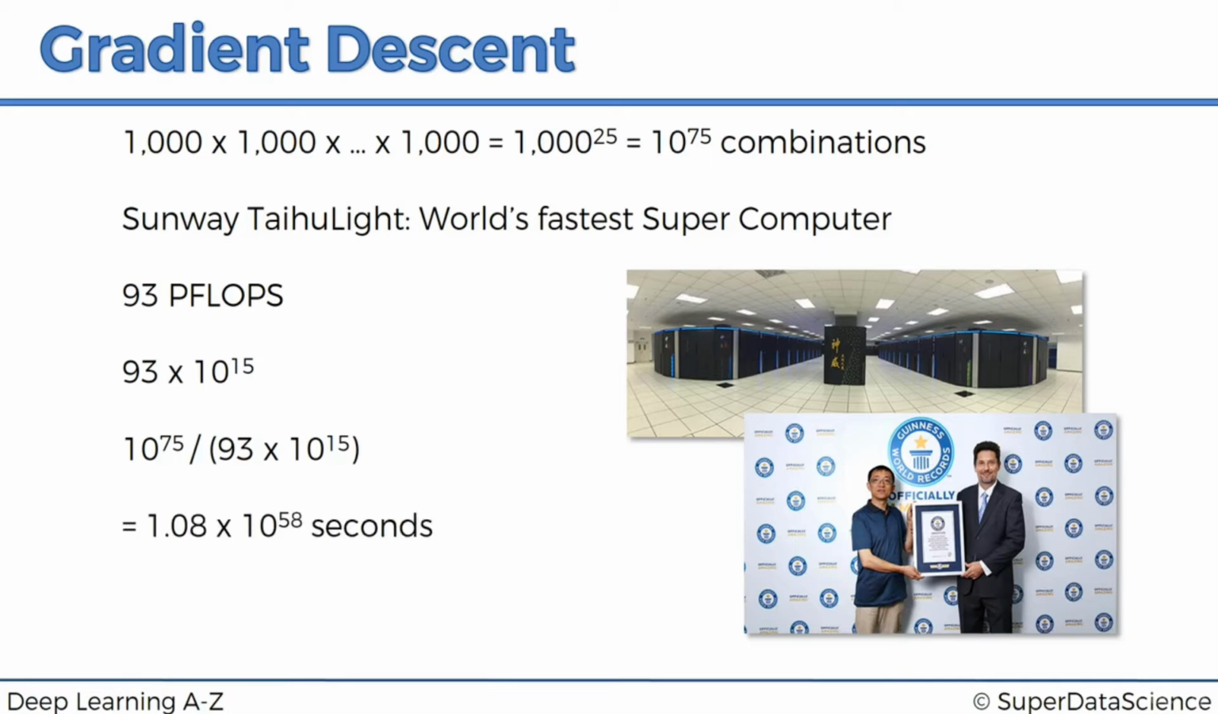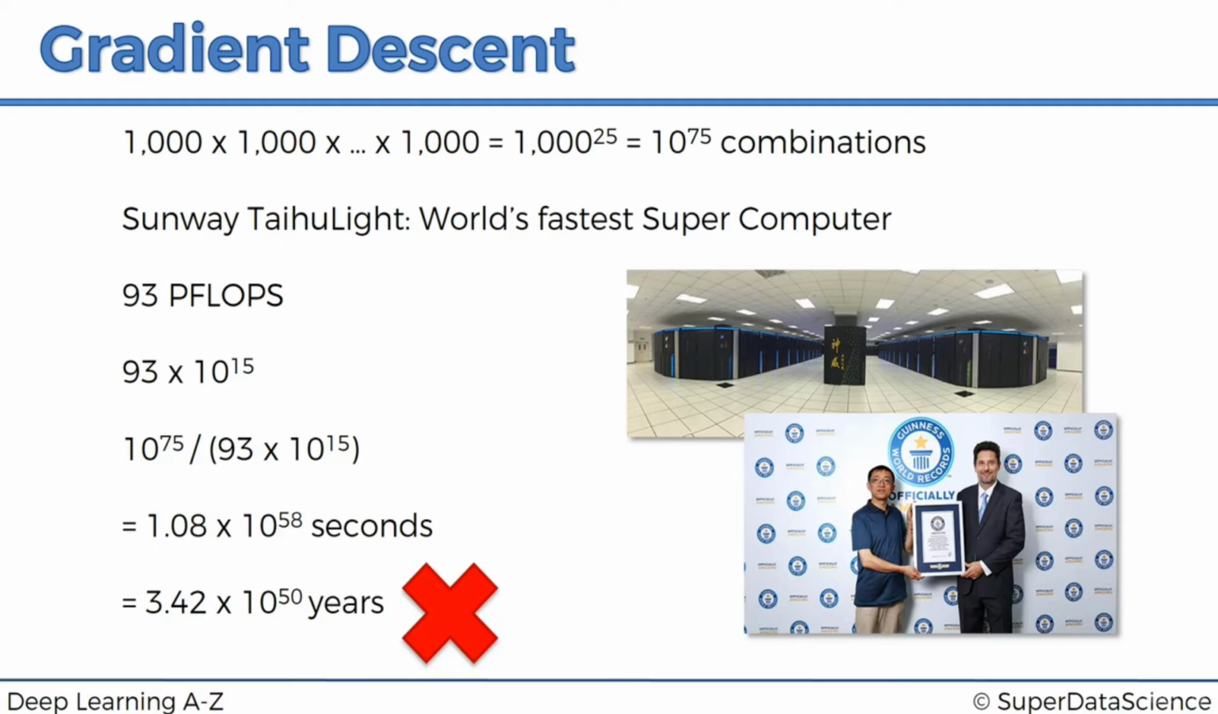So that means approximately 10 to the power of 58 seconds. And that is the same as 10 to the power of 50 years. That is a huge number. That is longer than the universe has existed. And that is definitely not going to work for us at all in our optimization. This is a no-no even on the world's fastest supercomputer, Sunway TaihuLight.